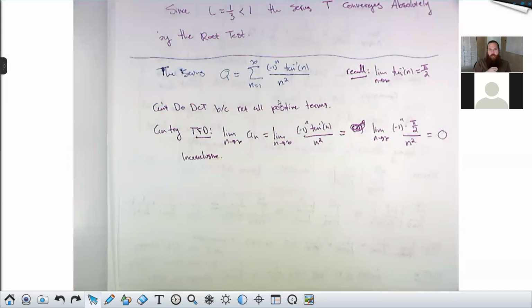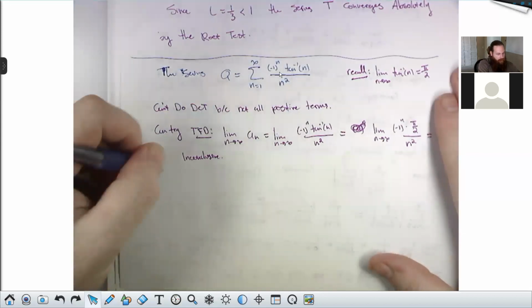I'll spoil it for you. The ratio test and root test are both inconclusive as well. The ratio test is inconclusive because if you take that limit, the a_(n+1) over a_n limit here will go to 1. The root test is also inconclusive. But what will work is thinking about absolute convergence.